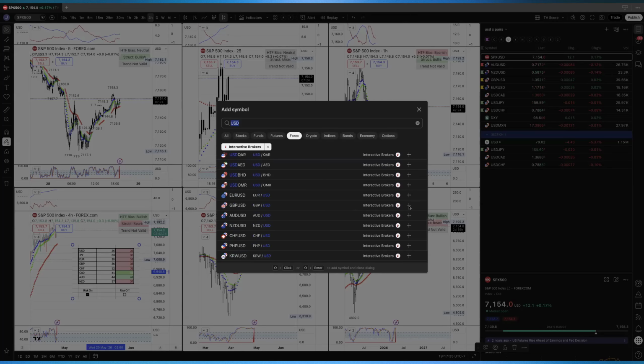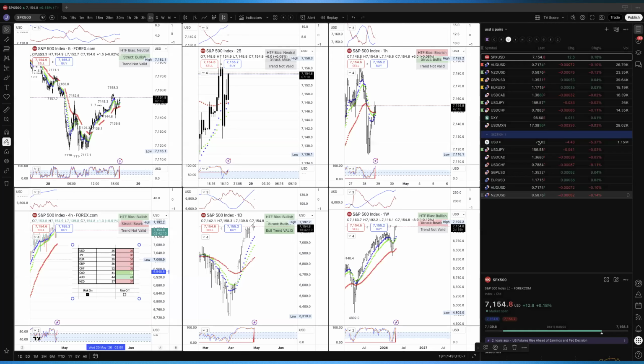We got GBP/USD, EUR/USD, AUD/USD, NZD/USD, and not dollar or not Swiss dollar, but USD/CHF. So we have one, two, three, four, five, six, seven. There's all seven of my Interactive Brokers. One, two, three, four, five, six, seven. You can change the flags like we talked about before.